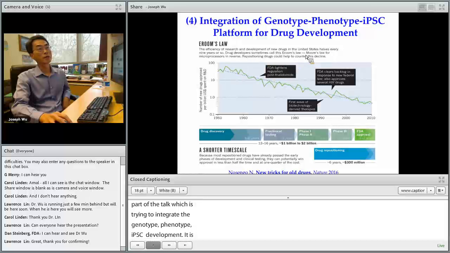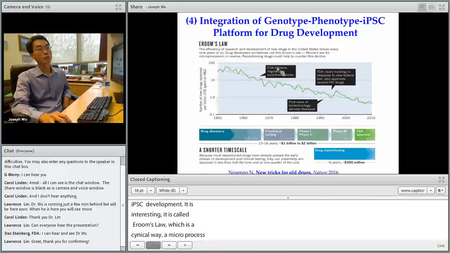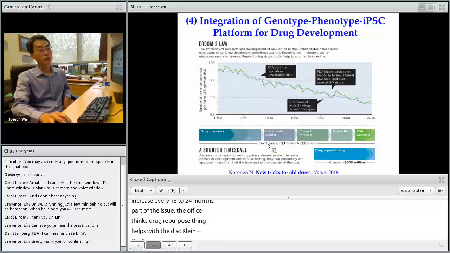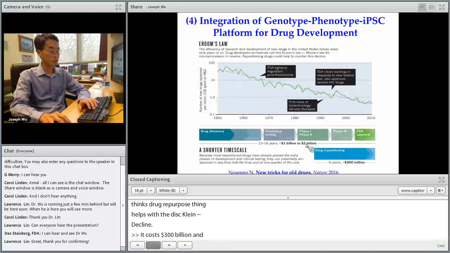It's a cynical play on Moore's Law, which is that the number of microprocessors doubles every 18 to 24 months. Part of the issue is that the authors think drug repurposing could help counter this decline, because drug repurposing typically costs about $300 million and takes about 6 years, whereas a new drug would take about 12 to 16 years and $1 to $2 billion.